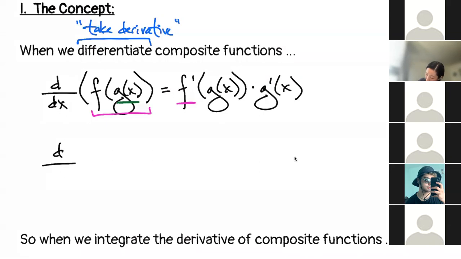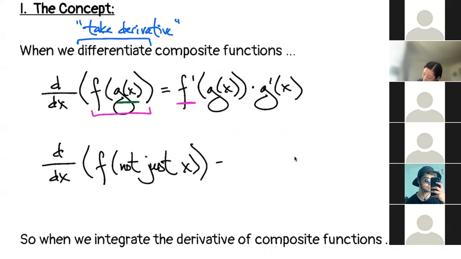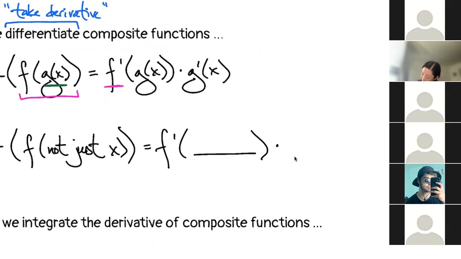And so if we think about anytime we have something that is not just x, then we do our f prime of that function, and then we have to take the derivative of whatever's not just x.